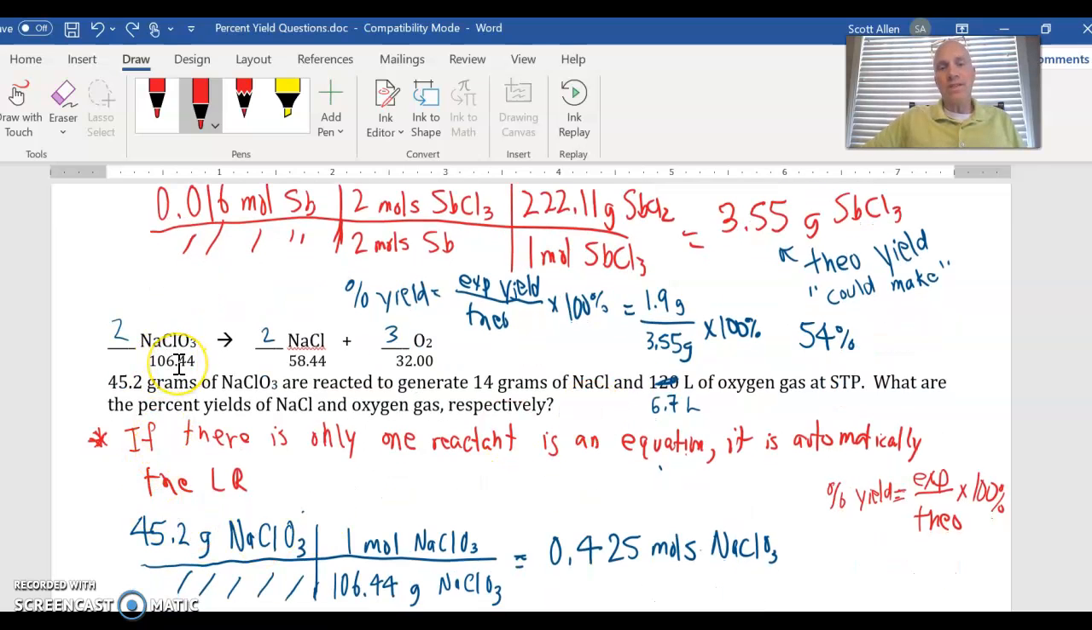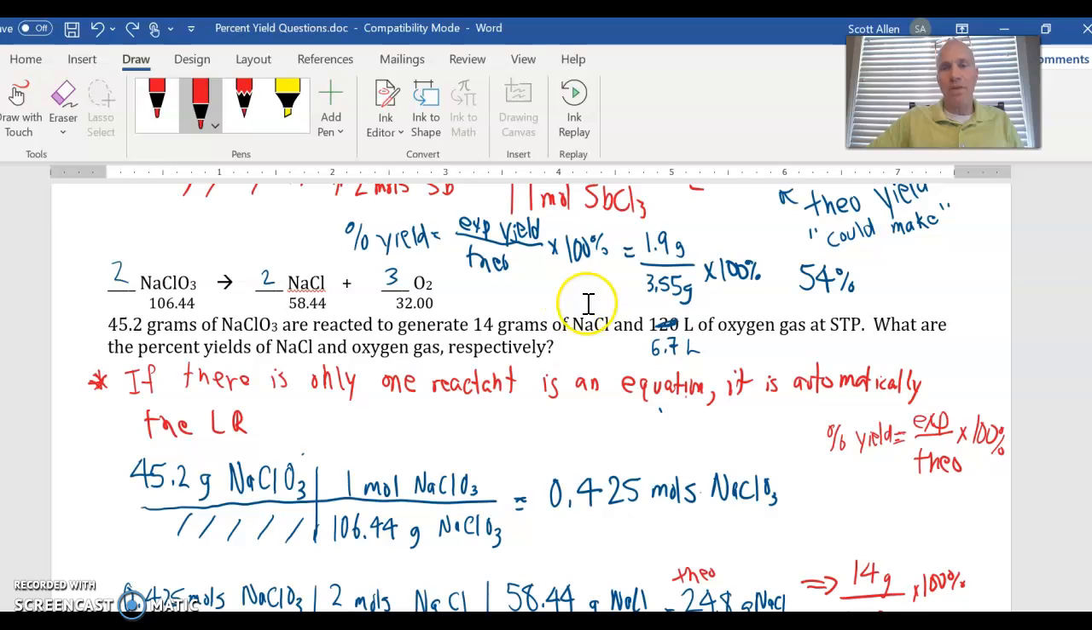One thing that's a little bit different about this problem is that there's only one reactant in this equation. If there's only one reactant in an equation, it's automatically the limiting reagent. Remember, normally the way we figure out the maximum amount of products is to figure out which thing runs out first. Well, if there's only one thing, there's only one thing that could run out first.